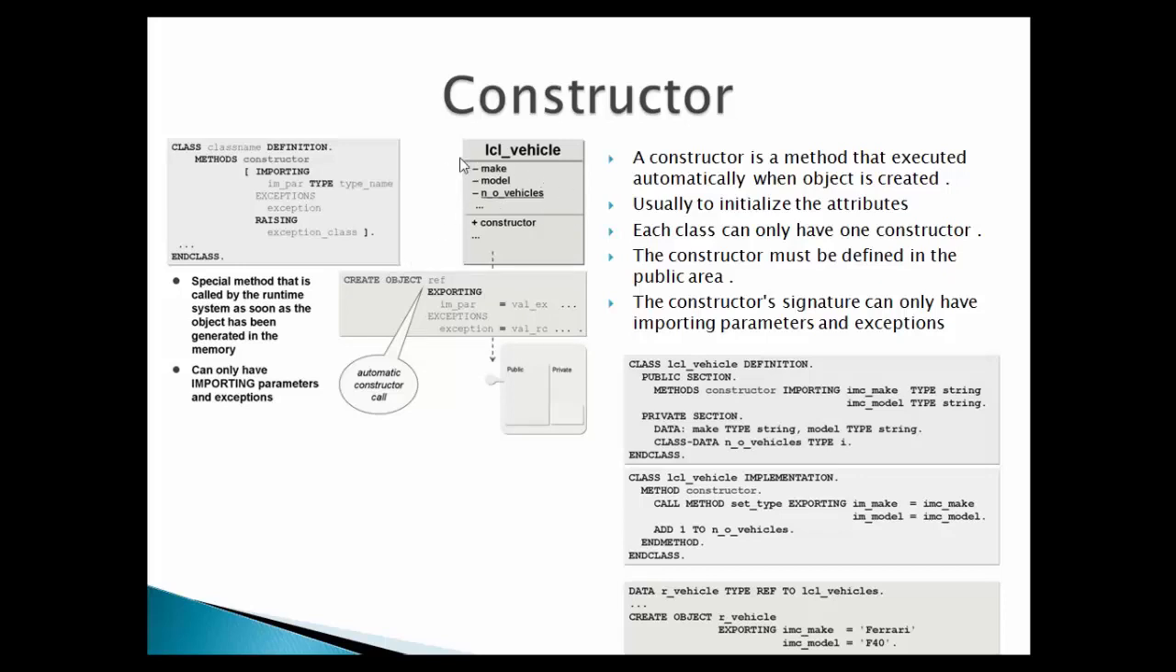In ABAP, each class only can have one constructor. The constructor must be defined in public section of a class. Constructor signatures can only have importing parameters and exceptions. If in a class there is a constructor with parameters, so when we create an object from that class, we must pass the parameters.